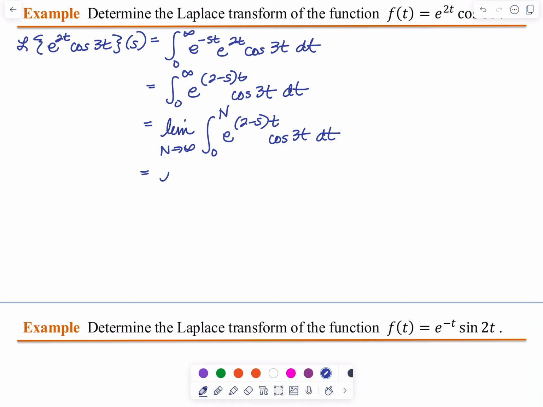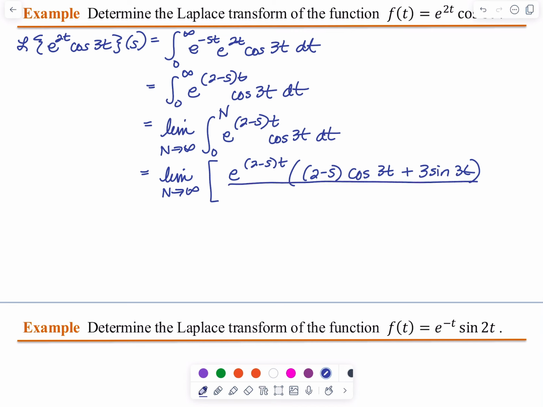And for that integral, of course, you will use your tables. And here we have e to the 2 minus s times t power multiplied by 2 minus s cosine of 3t plus 3 sine of 3t, all divided by 2 minus s squared plus 9. And we will evaluate that from 0 to n.